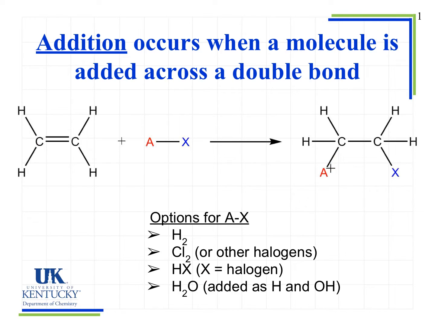Notice that when we have water, it's not going to add as H2 and O, it's going to add as an H and an OH. So when we look at our AX, we could say that the H is our A part and the OH is our X. So instead of seeing the H and H, as if we were adding hydrogen, we would see that we have an H here and an OH on this side of the molecule. So whenever we're adding water, we're always going to see it adds as an H and an OH group.